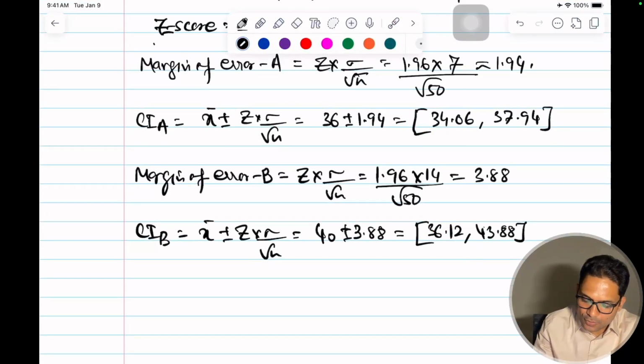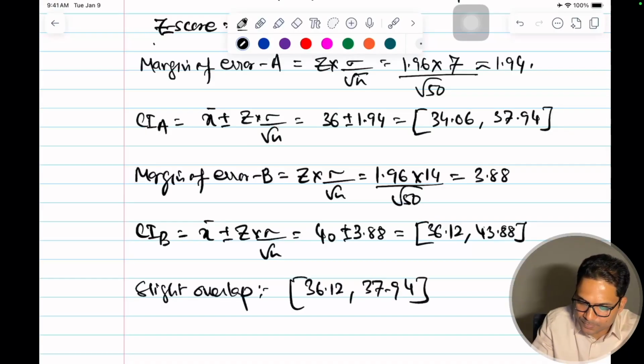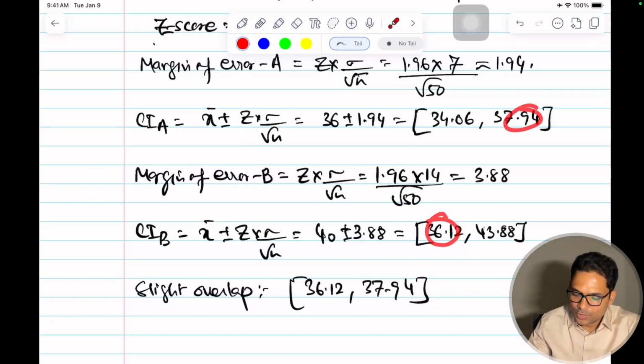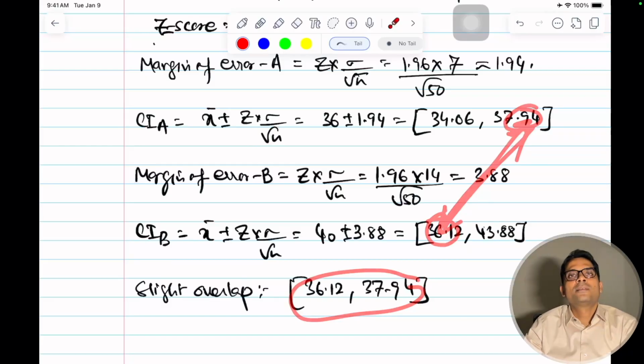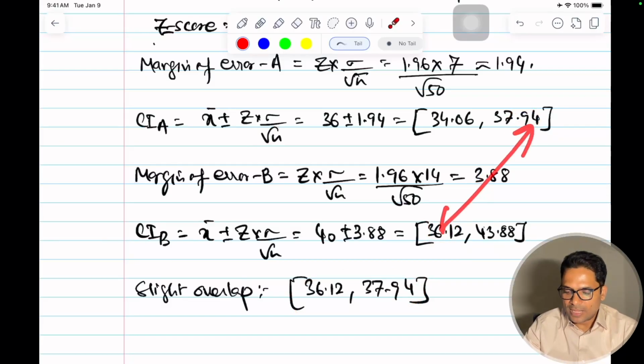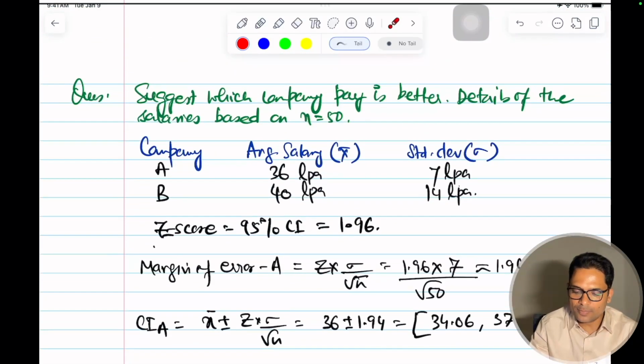You will see that there's a slight overlap, from the lower range of this, that is 36.12, to the higher range of that, 37.94. So in this range, both of these companies' salaries are overlapping. There may be a case where if you get on the lower end of this company, then you will get 36, and if you get on the higher end of this company, then you can get almost 38. So you will end up getting paid more for this company than this company.